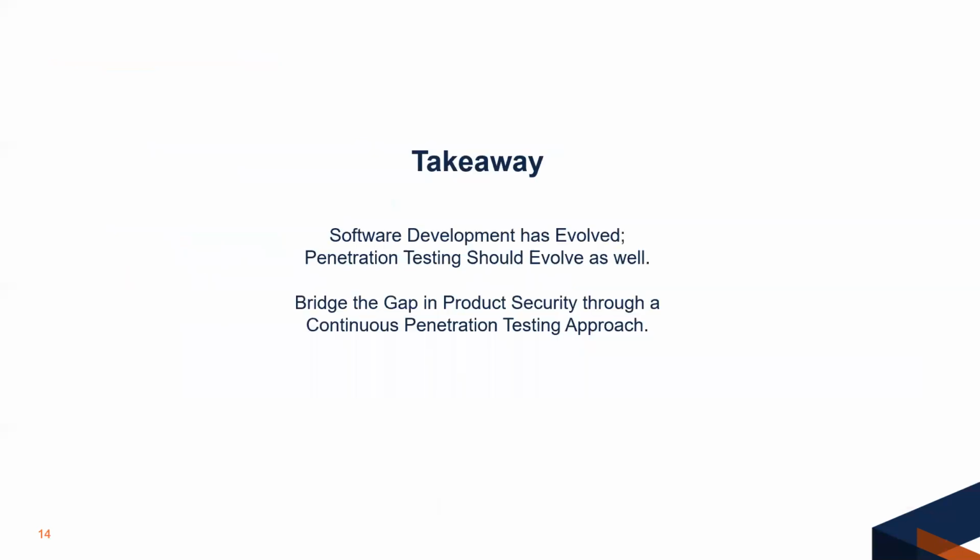What we hope you take away from this presentation is that software development has changed over the last 20 years. Many organizations are using some form of agile methodology to build and launch products. The approach to pen testing should evolve as well. Continuous pen testing, or agile pen testing, is a way to bridge the gap between iterative development cycles and annual pen tests to ensure that products released to market are tested and secure.